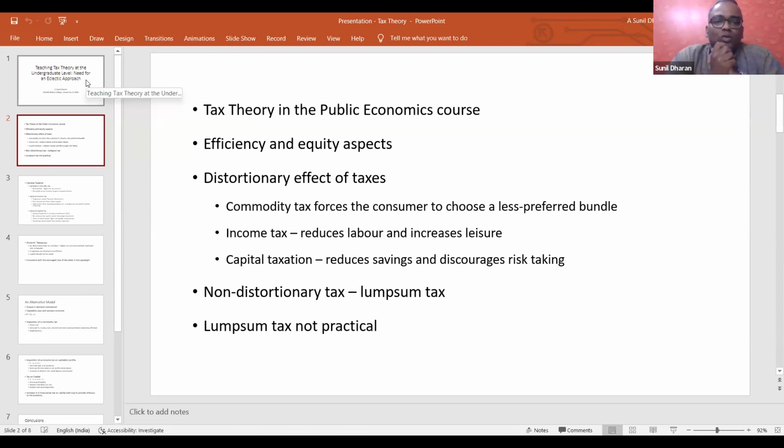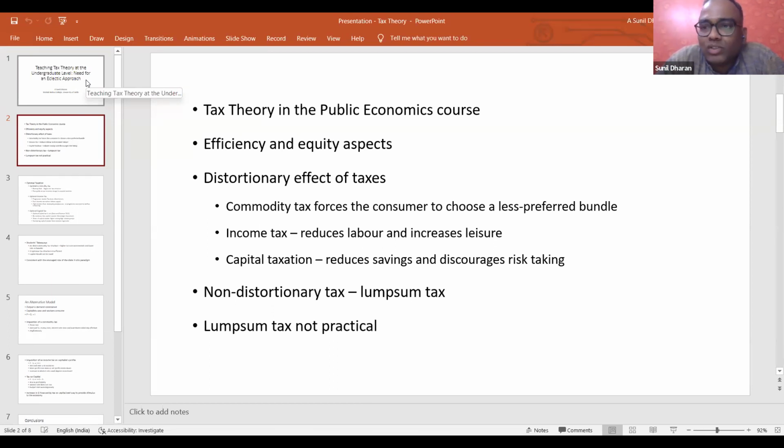The syllabus looks at these aspects of taxation. They also try to explain to the students how these inefficiencies can be reduced. Now, the only non-distortionary tax is a lump sum tax, which is discussed in theory, but it is dismissed as not practical.